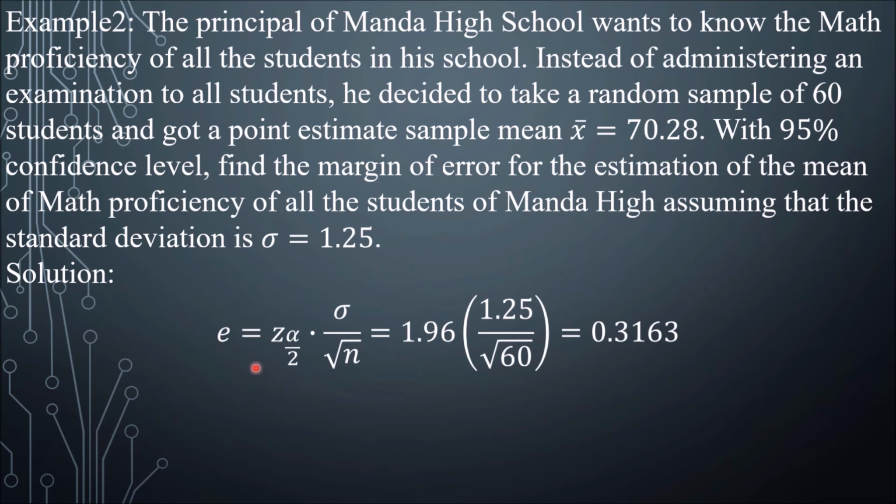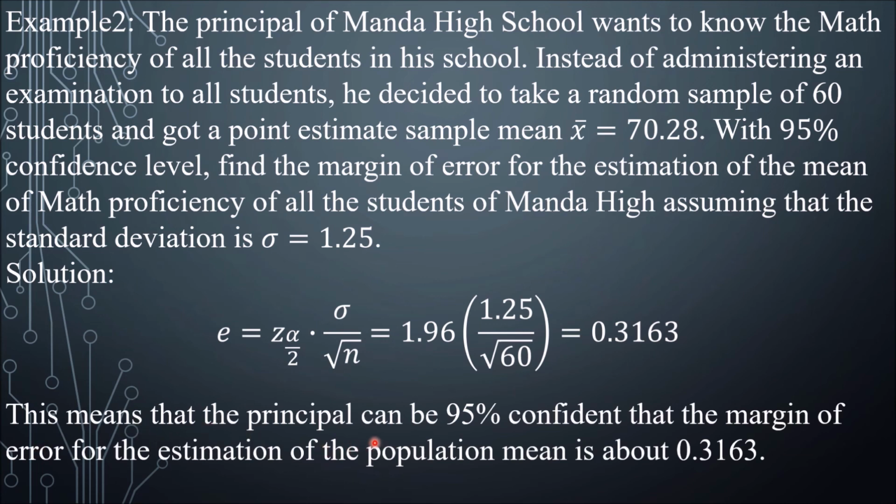So margin of error is equal to z-score times standard deviation over square root of n: 1.96 times 1.25 over square root of 60, where 60 is the number of samples. So 60 students, which is equal to 0.3163. This means that the principal can be 95% confident that the margin of error for the estimation of the population mean is about 0.3163.